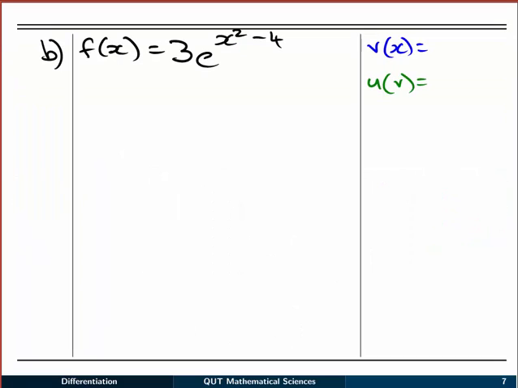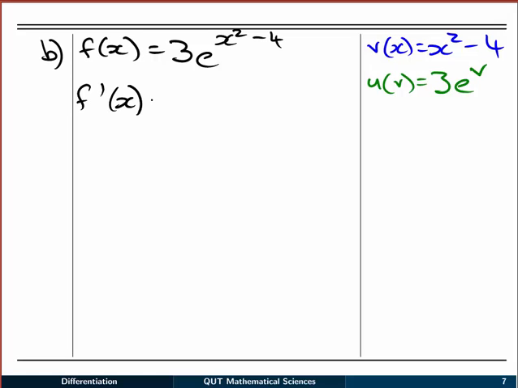So we have f of x is equal to 3 e to the x squared minus 4. Now this time you could think of it as we would normally know how to differentiate 3 e to the x, but because it's not an x, it's an x squared minus 4, there's an added function in there that's making things complicated. I'm going to let that complicating function be my v of x. So v of x is x squared minus 4. That then means that my overall function I can write as 3e to the v, and I'm going to call that u. So 3e to the v, where v is x squared minus 4.